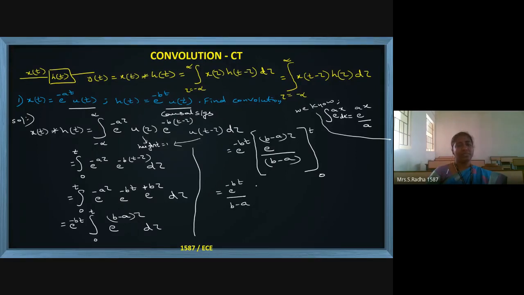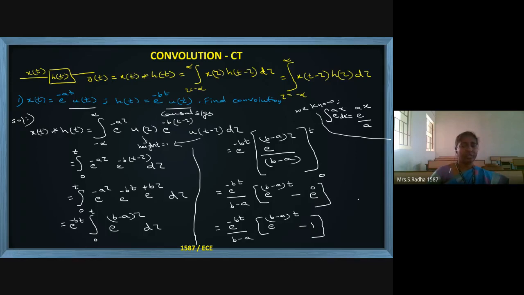Substitute the upper limit, it will become e power (b minus a) into t. Substitute the lower limit, e power 0, the value is 1. So our answer is e power minus bt divided by (b minus a), times (e power (b minus a) into t, minus 1). This is the answer, the convolution of the given two signals.